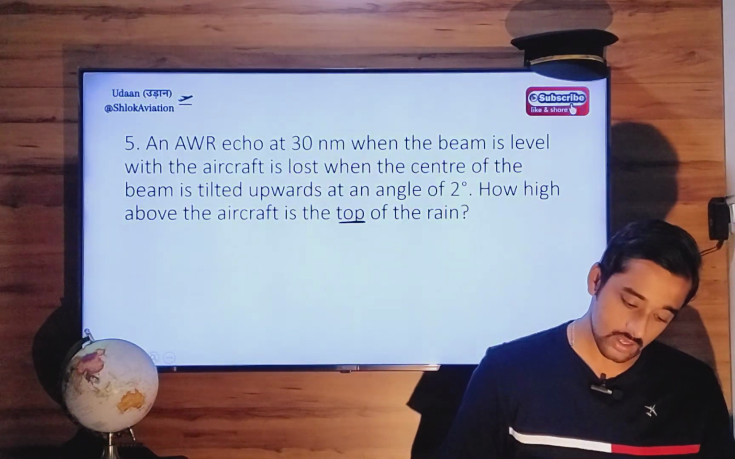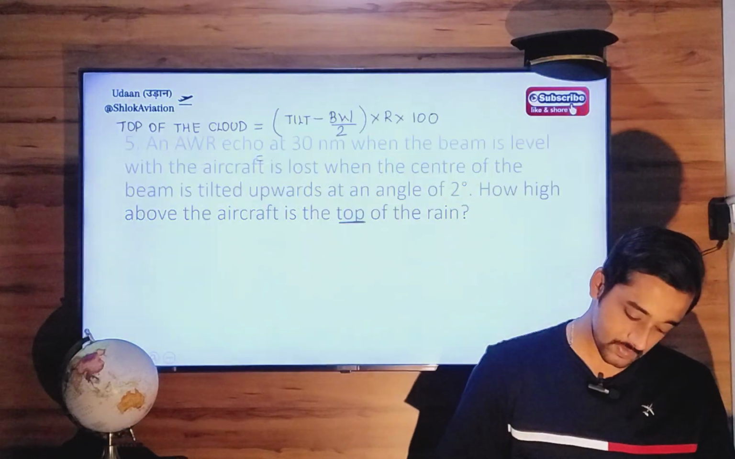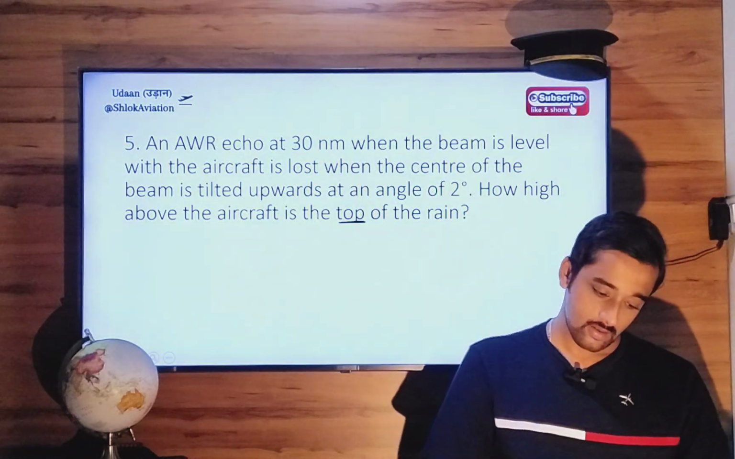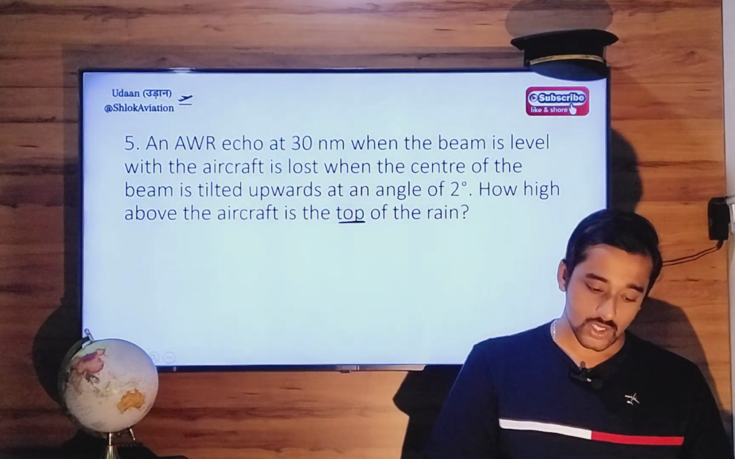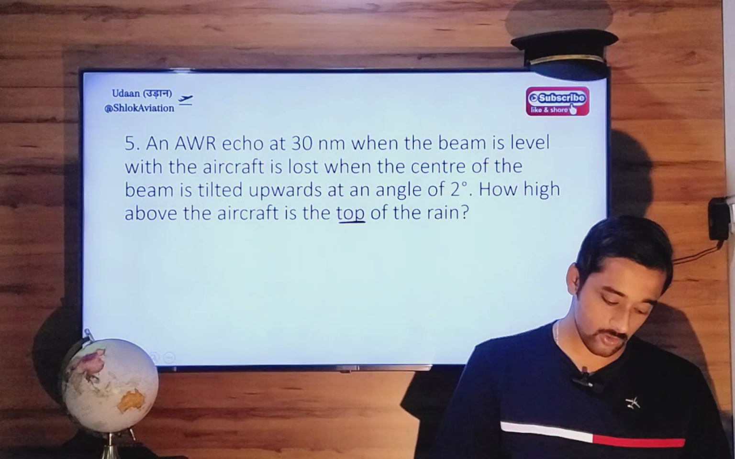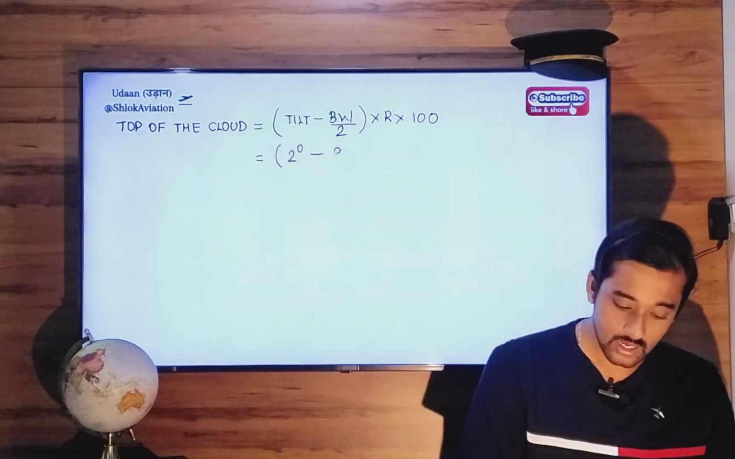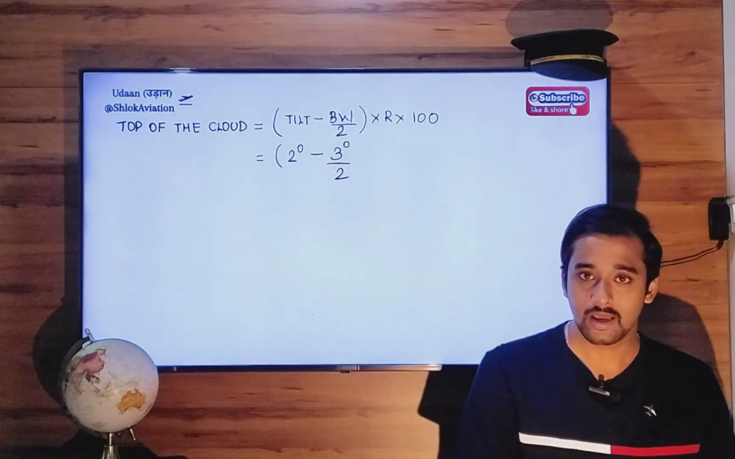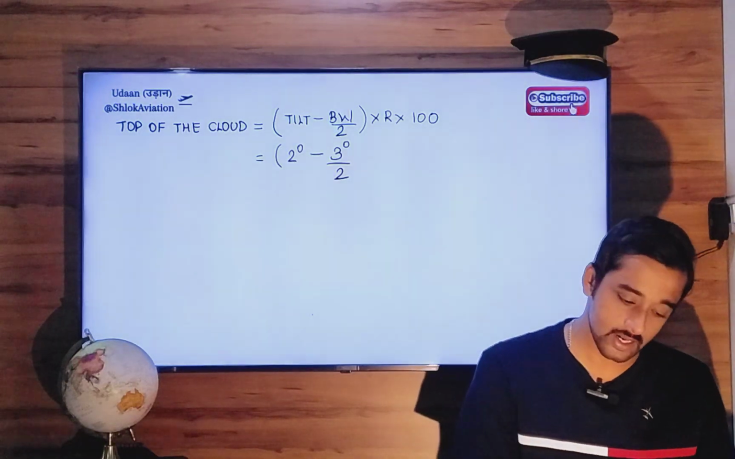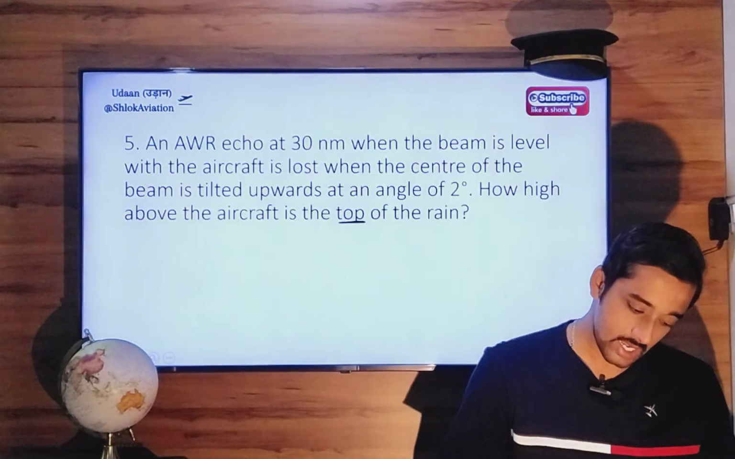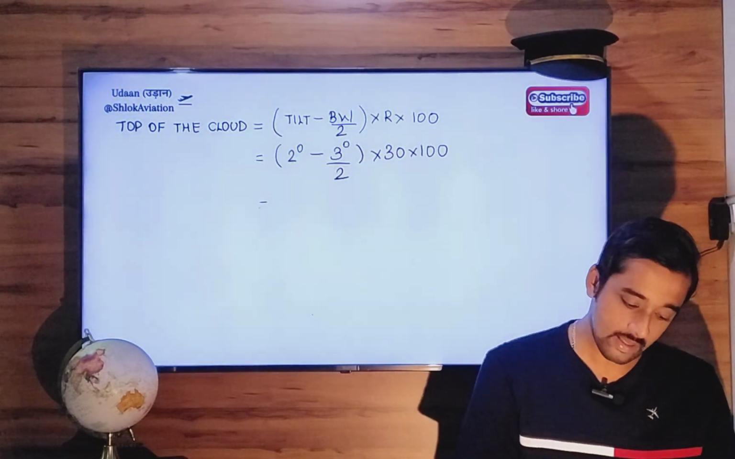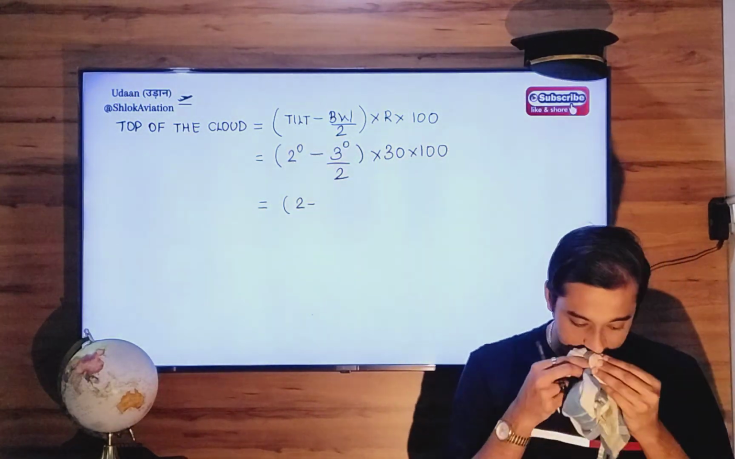So what is tilt? Tilt is 2 degrees upwards. What is beam width? Beam width is not given to us. When beam width is not given to you, use the standard value, which is 3 degrees. Beam width of an airborne weather radar is normally between 3 degrees and 5 degrees. We will try using 3 degrees here. Into range. Range is 30, into 100. So 2 minus 1.5.